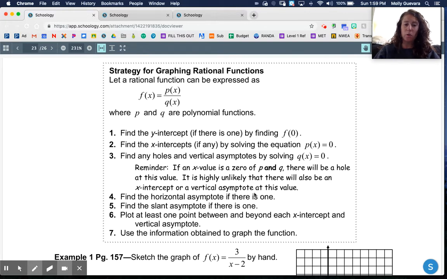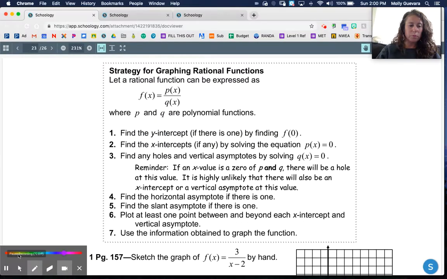Then we're going to find the horizontal asymptote, if there is one. Then we're going to find the slant asymptote if there is one. And if there's a horizontal asymptote, there is no slant asymptote. And then we're going to plot at least one point between and beyond each x-intercept and vertical asymptote. So we need to be able to see what's happening on either side of every vertical asymptote and on either side of every x-intercept.